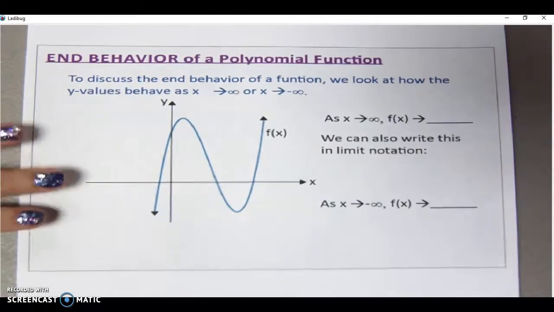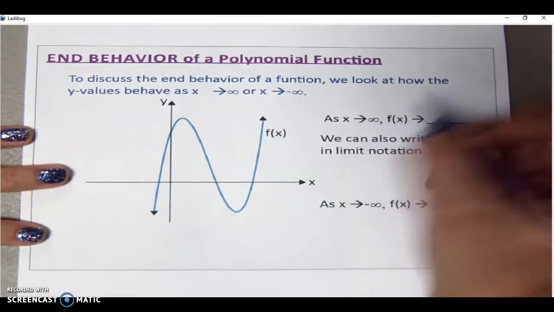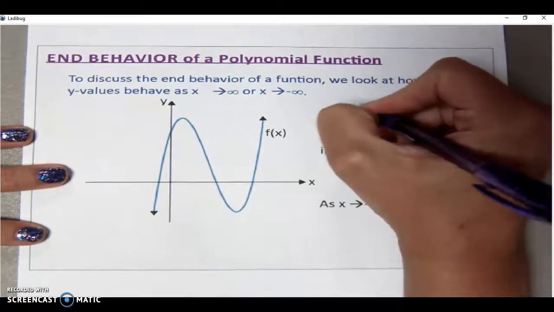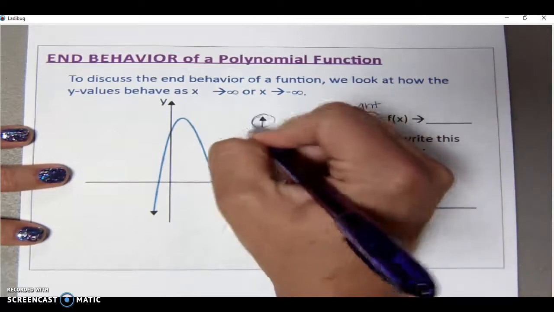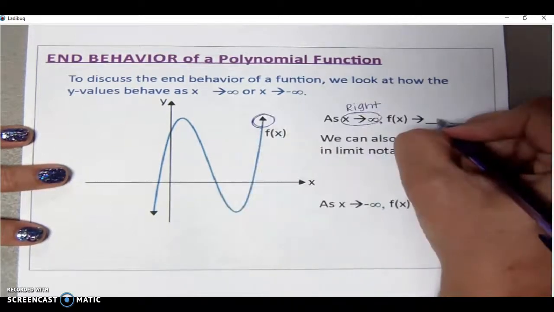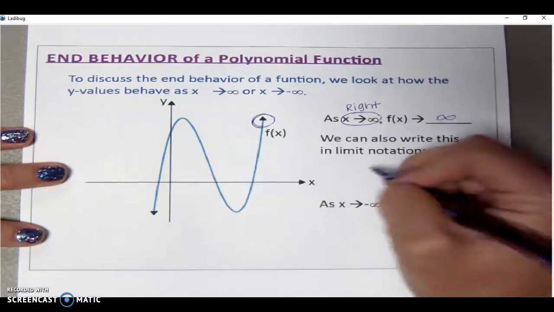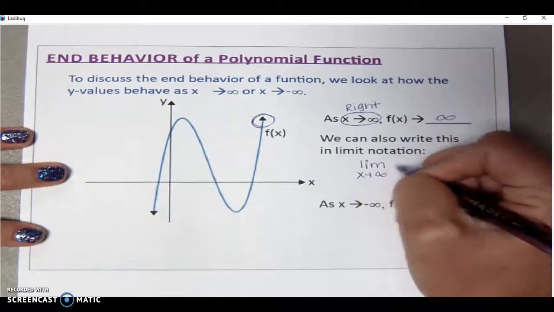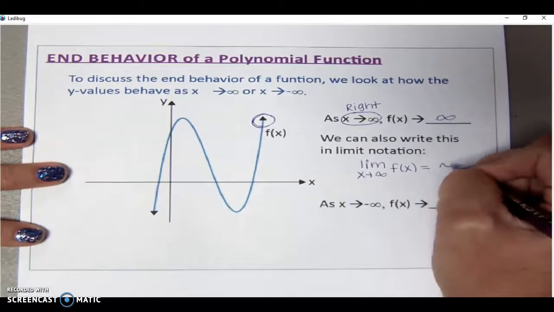graph. But looking at the graph right now, as x approaches infinity, they're talking about the right side of this graph. Well, the right side of this graph keeps going up forever, so it approaches positive infinity. But remember, we want to write this in limit notation, so we're going to write the limit as x approaches infinity of f of x equals infinity, because that's where we said it goes to.